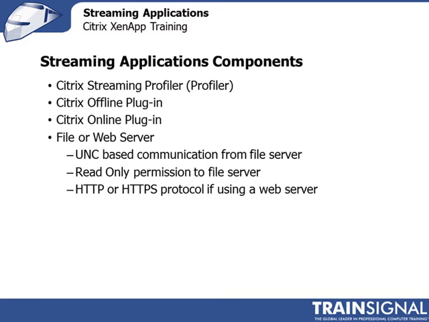Streaming application components. These are the different components that you're going to need if you want to do application streaming. The streaming profiler, otherwise known as the profiler, is what's going to create that package, and we're going to go through that in a second. You're going to need the offline plugin if you want to run these applications cached locally so that you can do it when you're not connected to the network. When you are connected to the network, you will need the online plugin. And then if you're delivering these applications through a file or web server, you will need UNC-based communication, read-only access, etc. All right, let's go stream some applications.